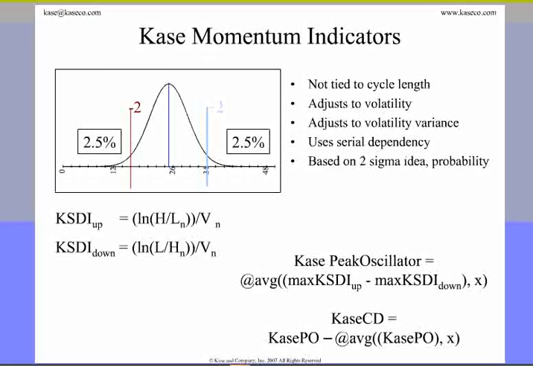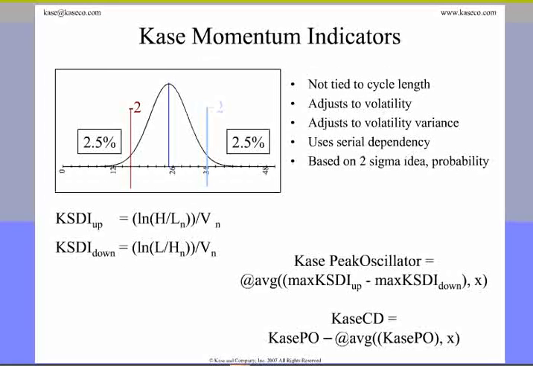So what does all that mean? What all that means is, whatever cycle length is most trendy, the computer automatically uses that cycle length. And by definition, because of volatility in the denominator, it automatically adjusts not only the cycle length, but also for volatility. So basically, the peak oscillator is just a smoothed oscillator of the Kase serial dependency up minus the Kase serial dependency down, whatever the maximum values of those were over a particular range, just smoothed by a couple of bars.